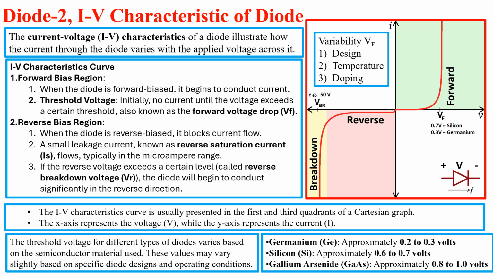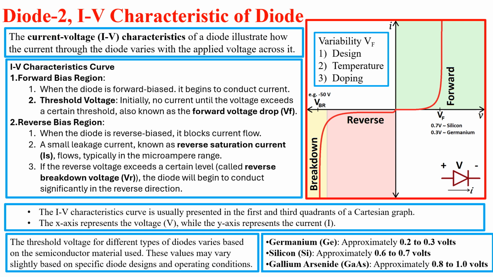Bismillahirrahmanirrahim. The current-voltage characteristic, referred to as the IV characteristic of a diode, illustrates how the current passing through the diode varies with the applied voltage across it. This relationship is fundamental to understanding diode behavior in different circuit conditions.